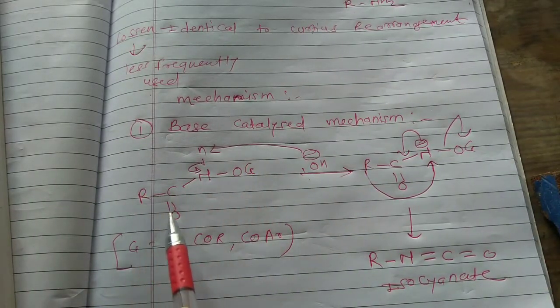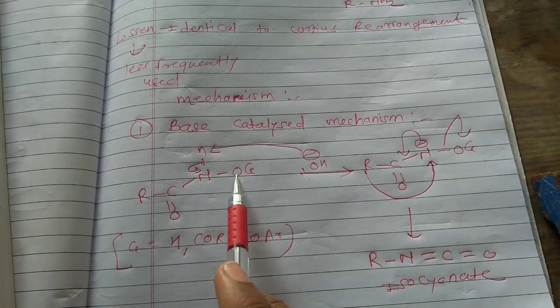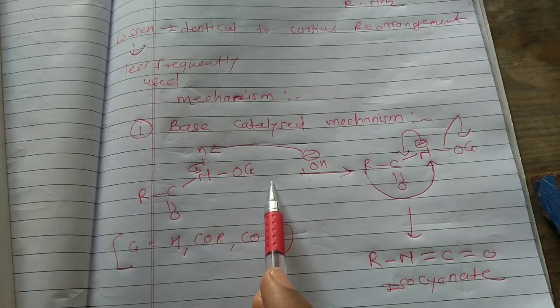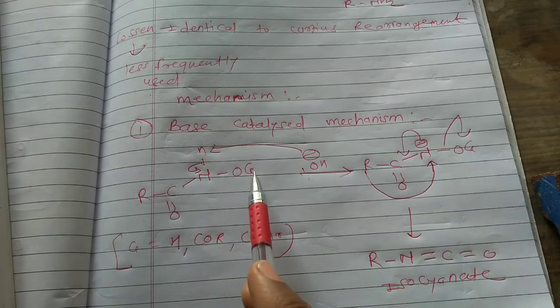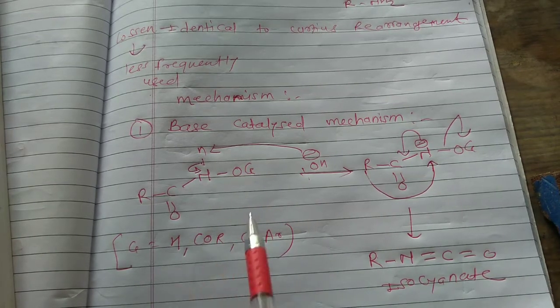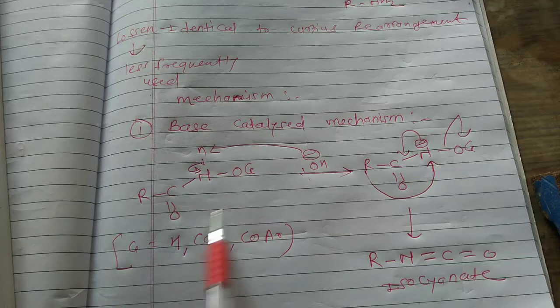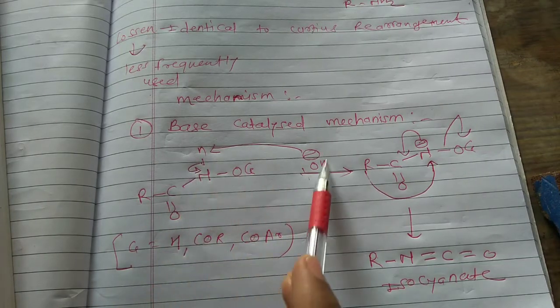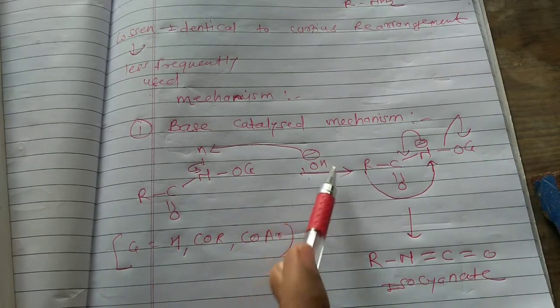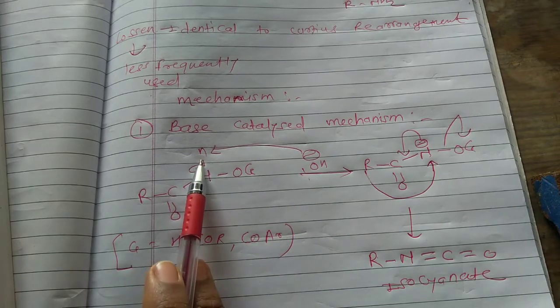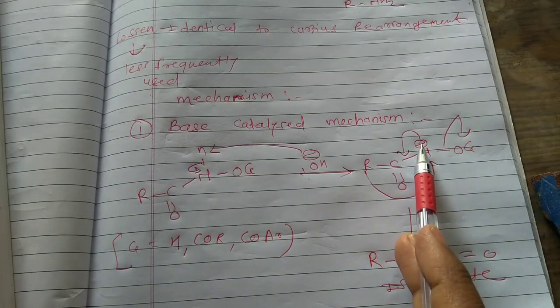This hydroxamic compound, that is NHOH, may be an NHOH compound or an NHOCH3 compound, like this. This is a hydroxamic acid compound. Whenever it is reacted with a base, what happens here? This base abstracts this hydrogen, then this nitrogen becomes negatively charged.